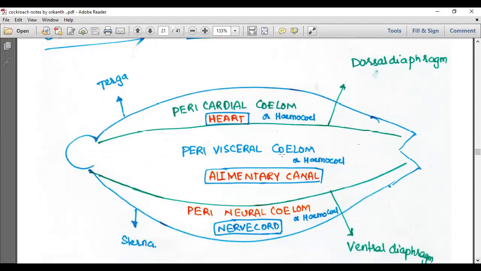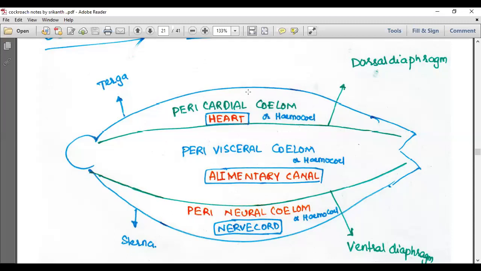We know dorsal sclerite plates are called terga. These are all a series of tergal plates. Ventral sclerite plates are called sterna. As I said to you, it will be repeated again and again. So this is the body cavity, and this body cavity is filled with blood. That's why we call this particular body cavity the hemocoel.